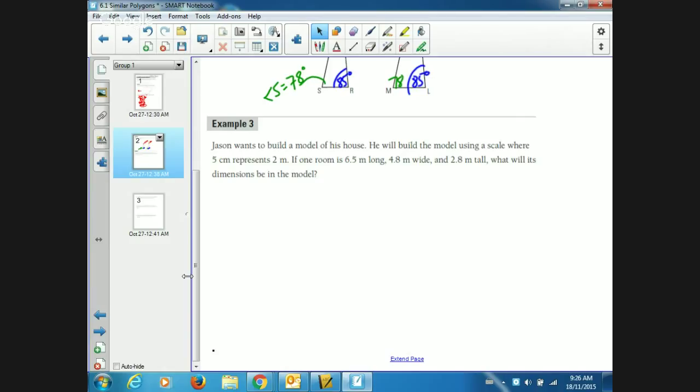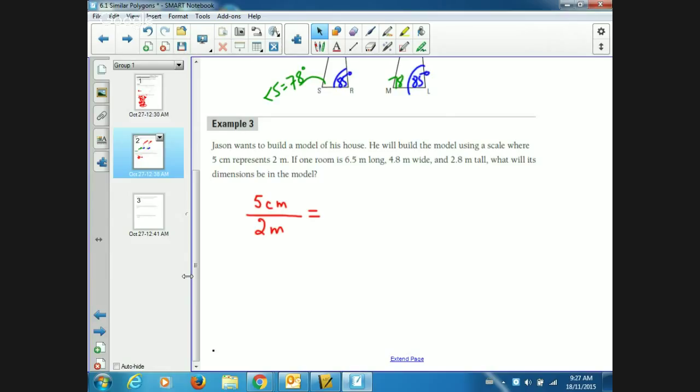Well, we'll use units and everything and set this up here. 5 centimeters on the model, and that should be obvious because it's small, centimeters, is 2 meters in the real life room, the actual room. That's going to be the ratio you use for everything for the model. Right?